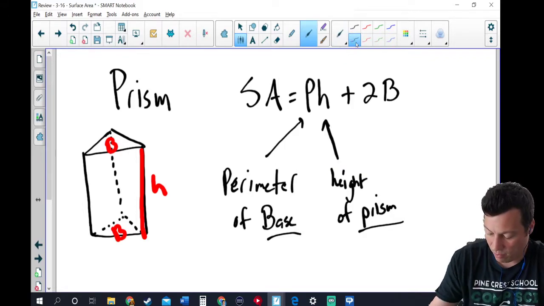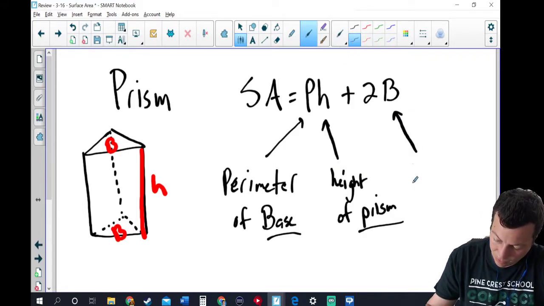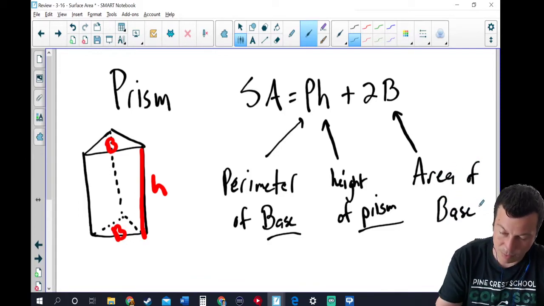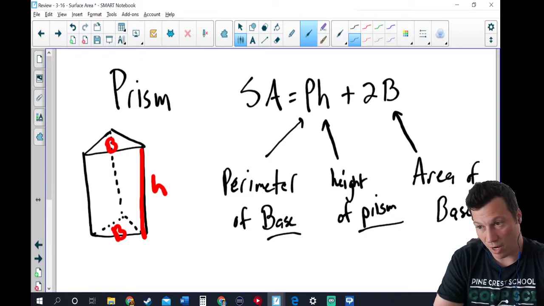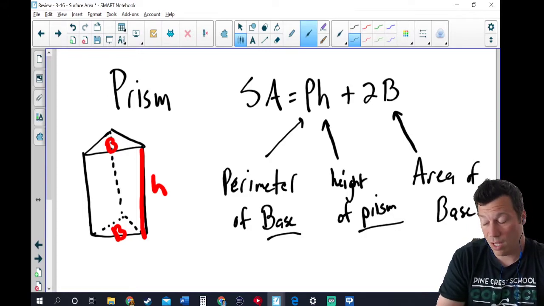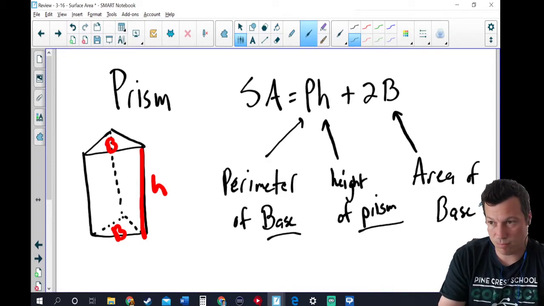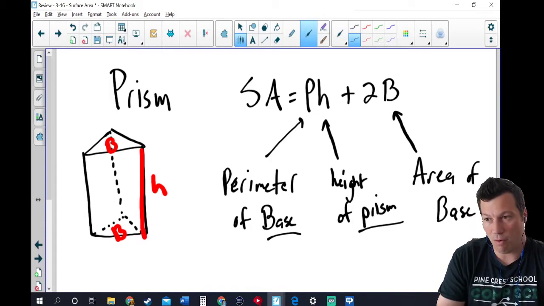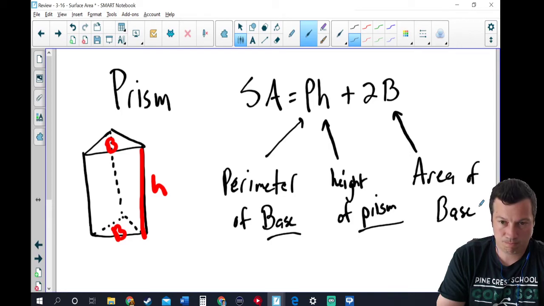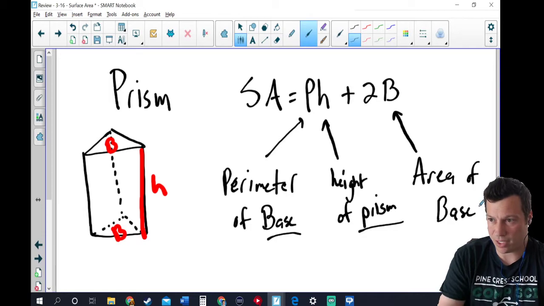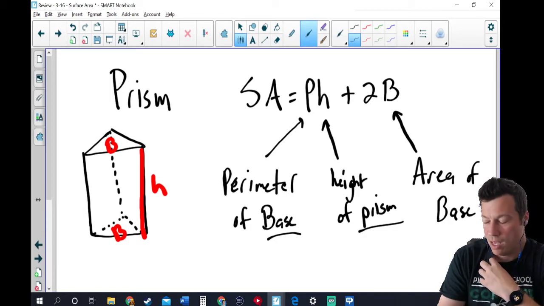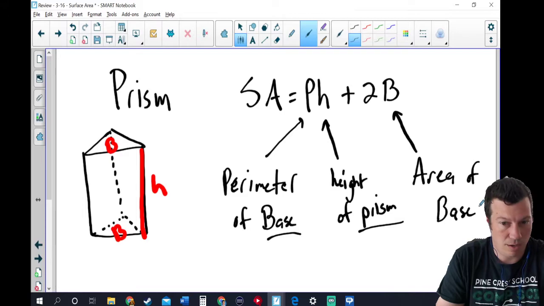All right, and then we would know that big B here stands for the area of the base. And again, these bases are going to change depending on what type of prism it is. In this case, it's a triangle, so 1/2 base times height works for that triangle. If it was a trapezoidal prism, we'd use our area of a trapezoid formula. If it were an octagonal prism, we'd use the area of an octagon, a regular octagon most likely, so we'd use 1/2 AP. So we just use it based on this.